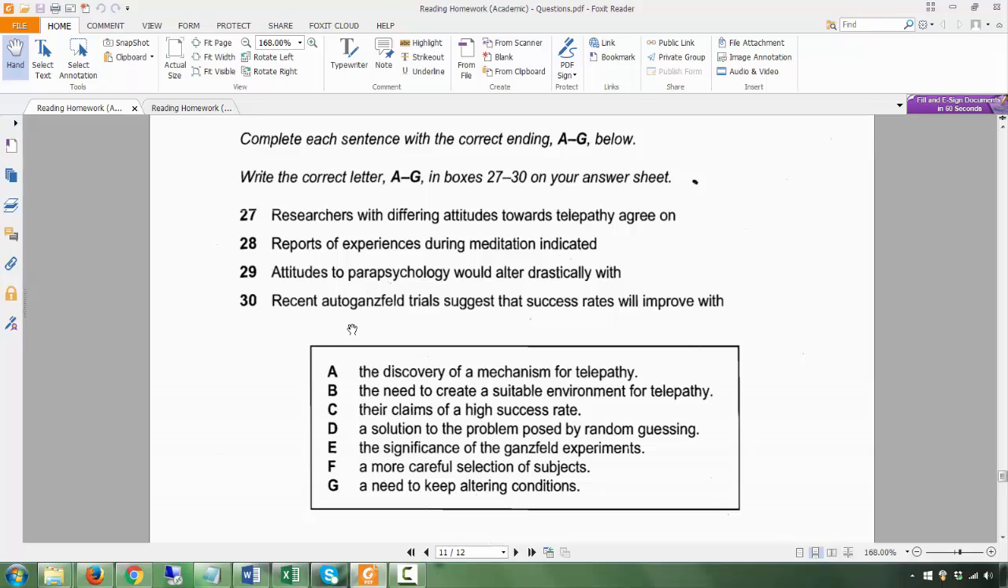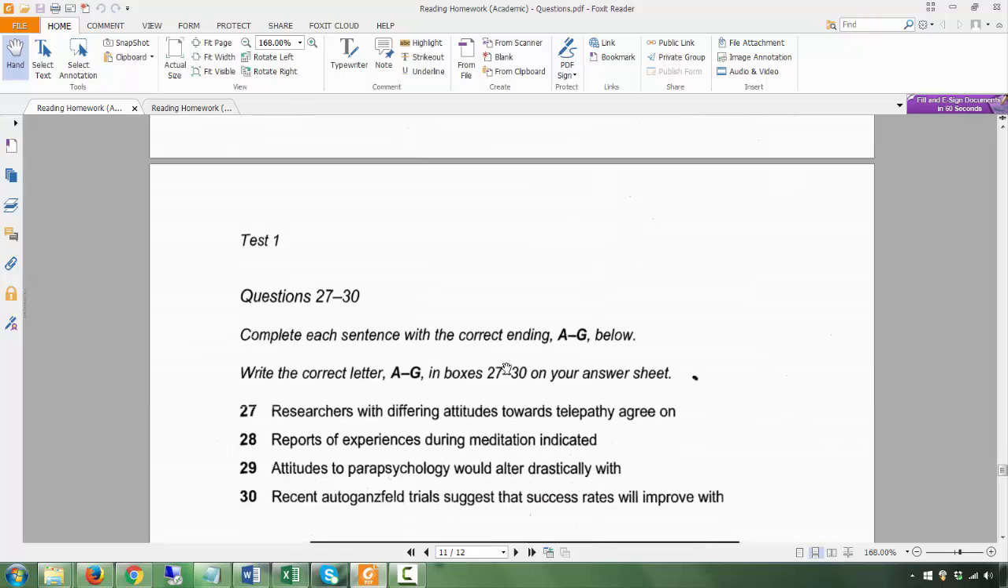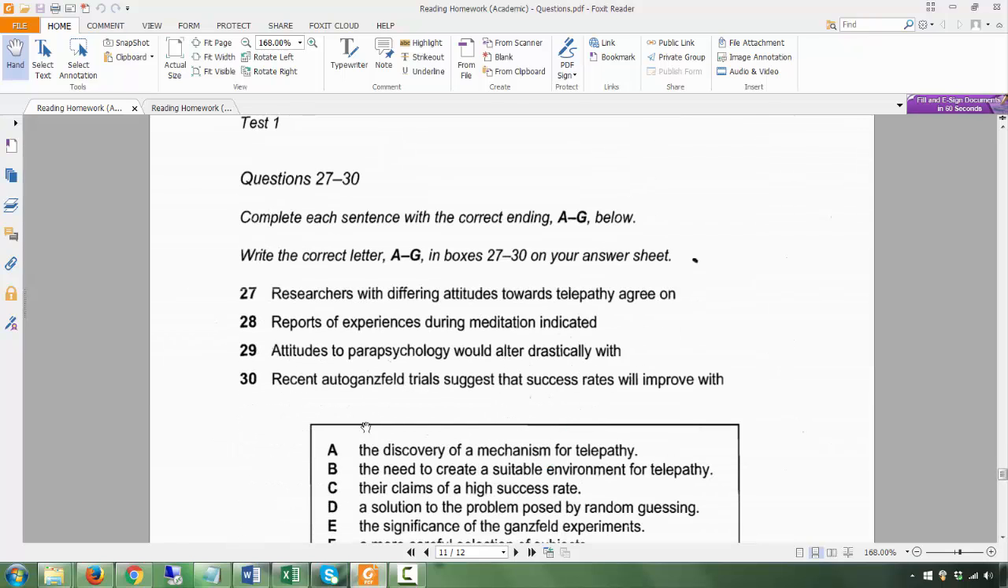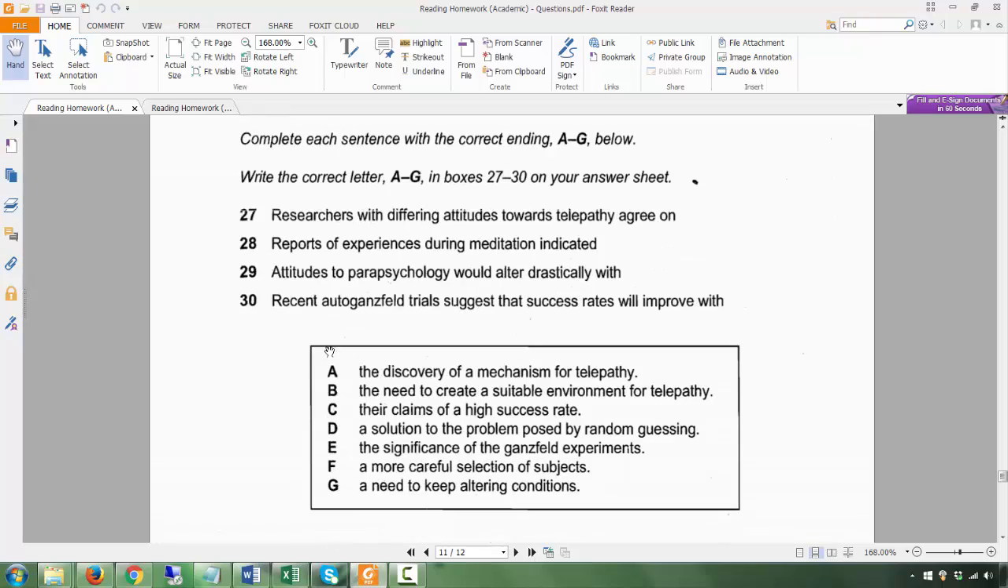Recent Ganzfeld trial suggests that success rates will improve with. Actually, I was wrong just now. I mentioned that it is not in order. All right. Just now I mentioned that one was out of order. Actually, that's not true. Okay, so whatever I mentioned about this kind of question, which is matching sentence endings, is in order, is actually true here. There's no one particular question which is out of order. Okay, so it's actually in order.